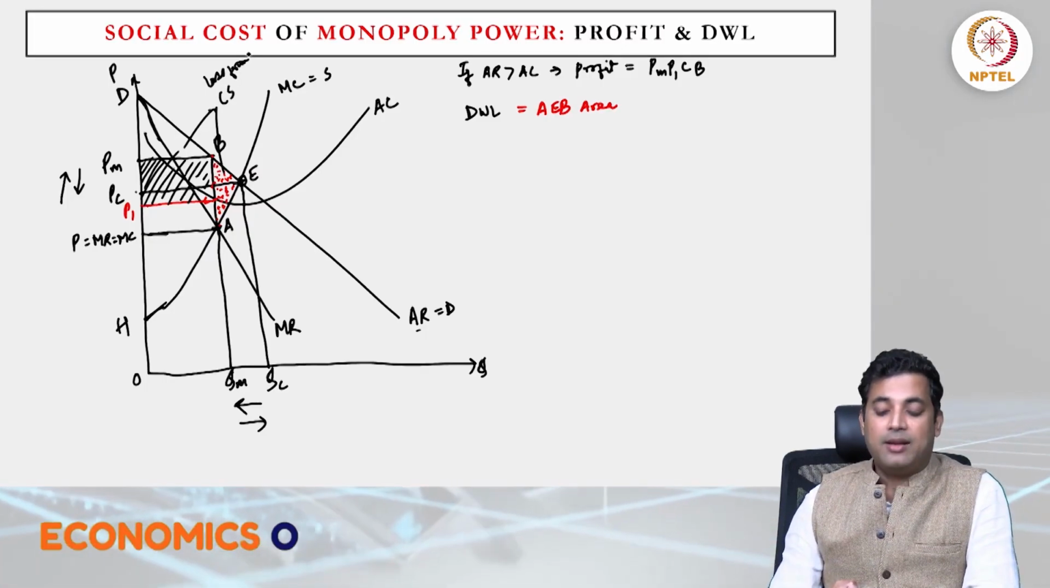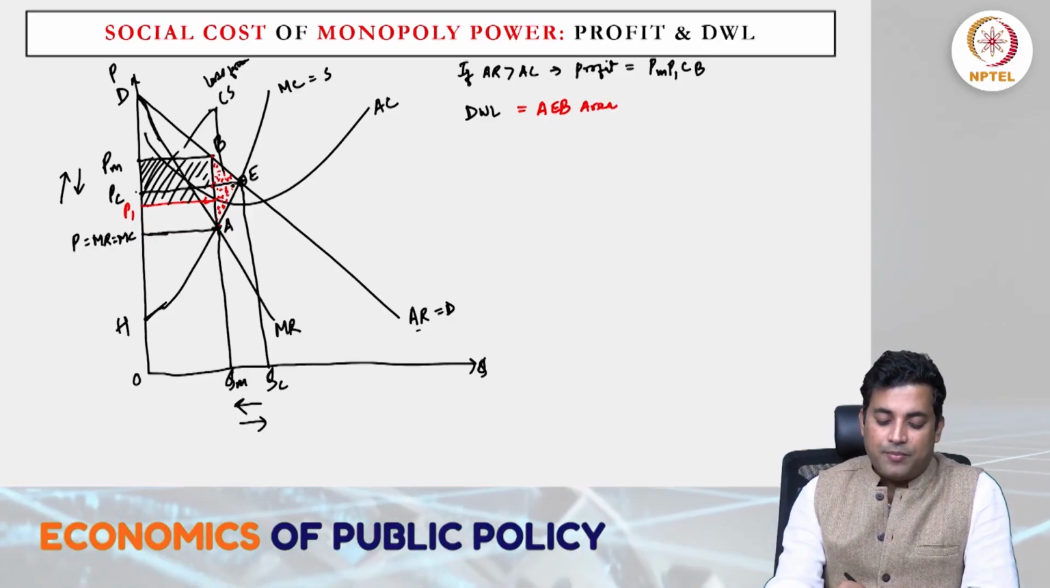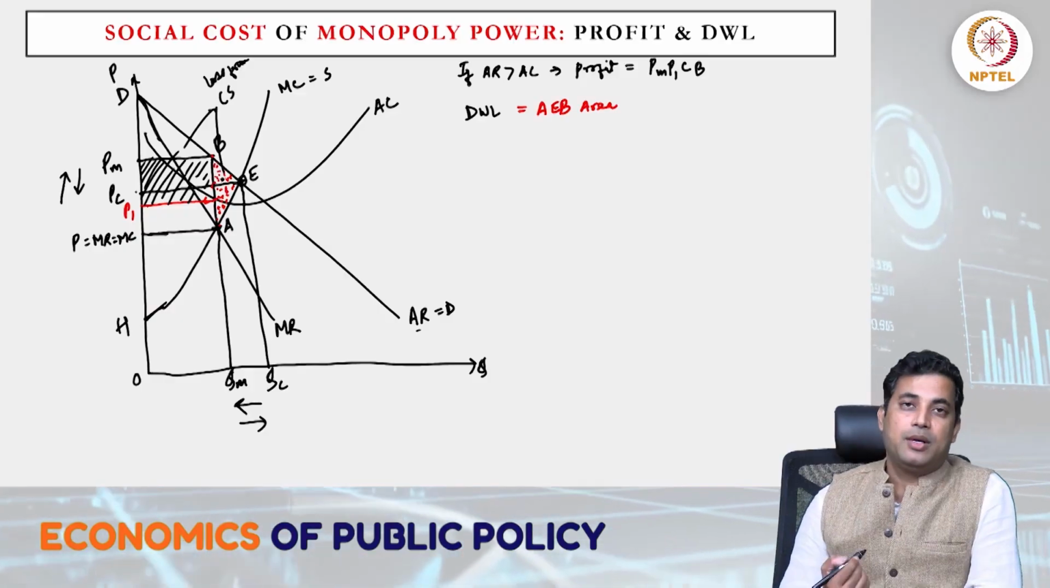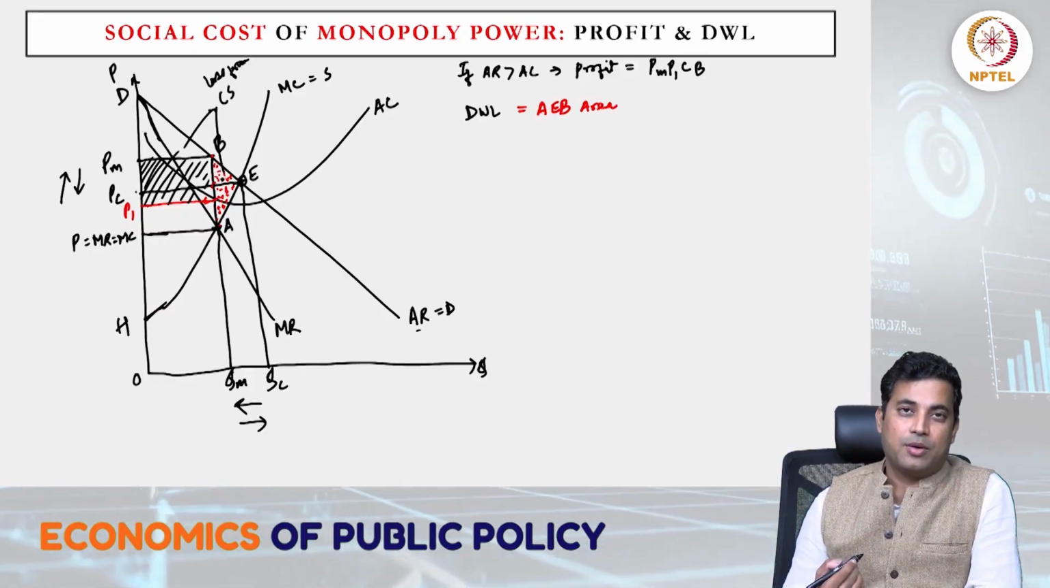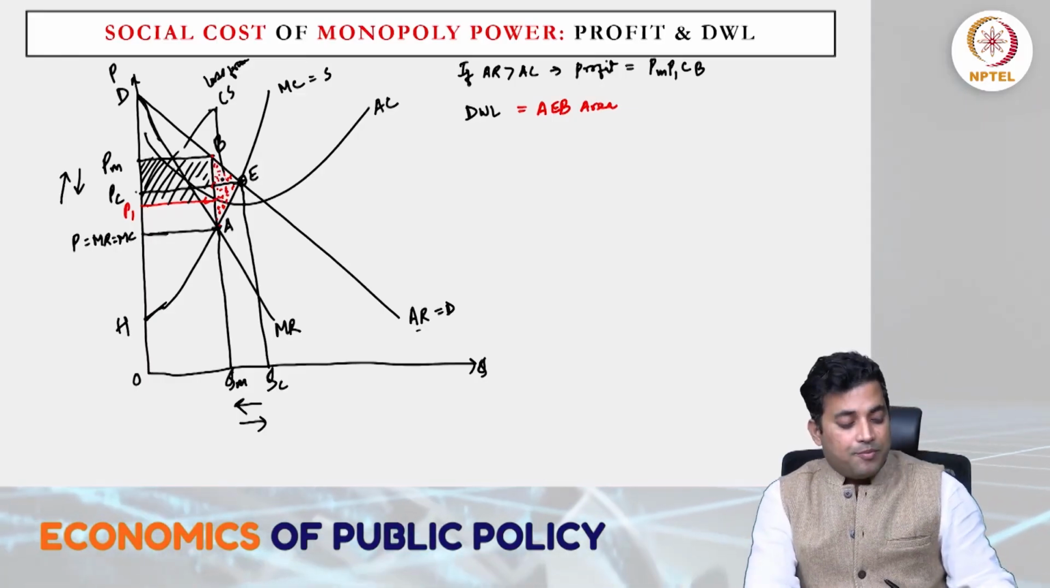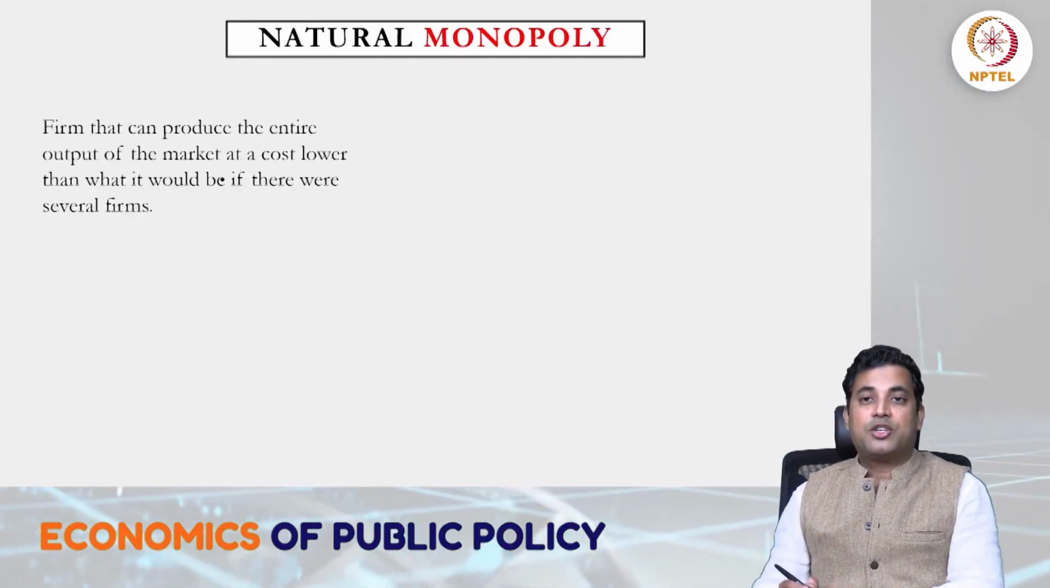So we can clearly see the deadweight loss here under monopoly as compared to production, which happens under the perfectly competitive firm. Now let's move further with the natural monopoly.